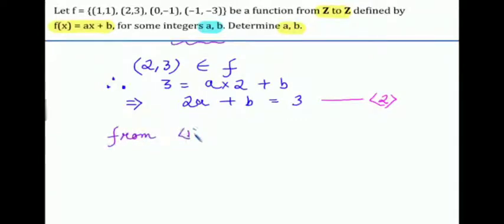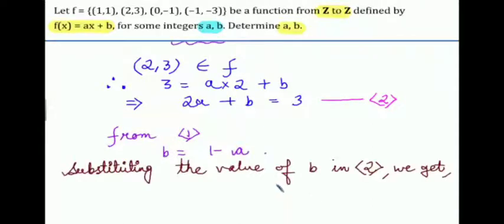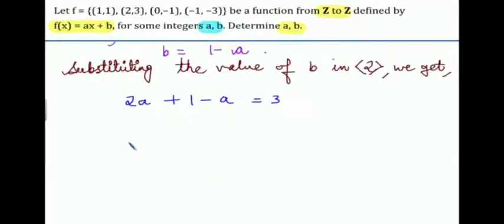Right, so 3 is equal to 2a plus b, 2a plus b is equal to 3, b is equal to 1 minus a. Now substitute the value of b in equation number 2. Right, so 2a plus 1 minus a is equal to 3. So a plus 1 is equal to 3, so a is equal to 3 minus 1, that is 2. So a is equal to 2.